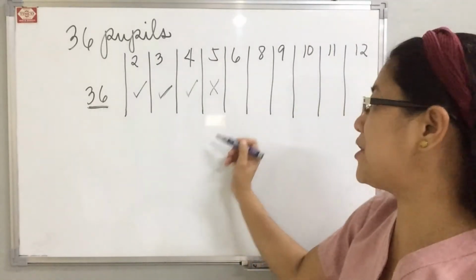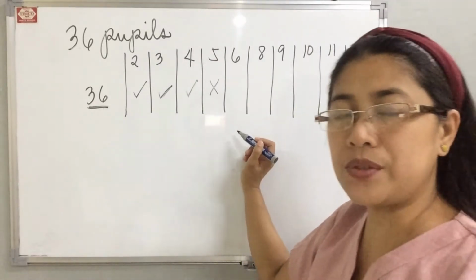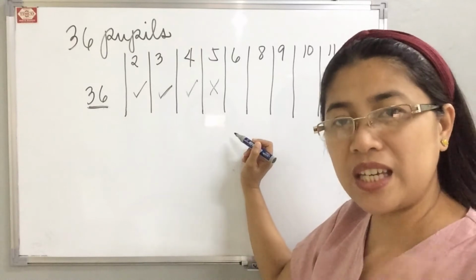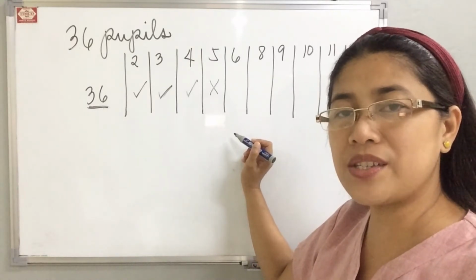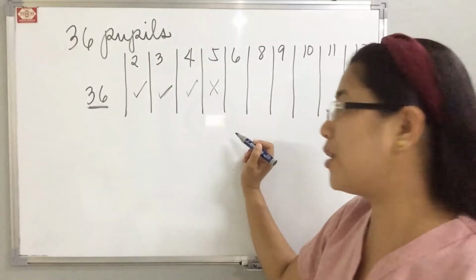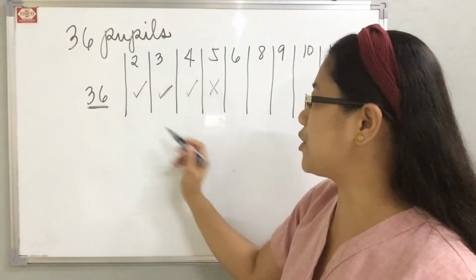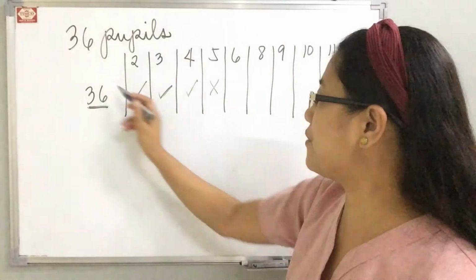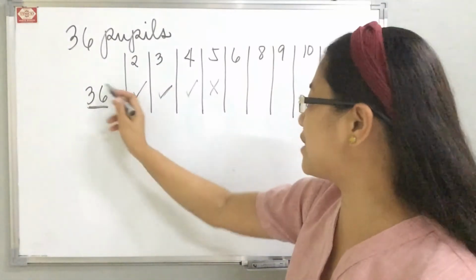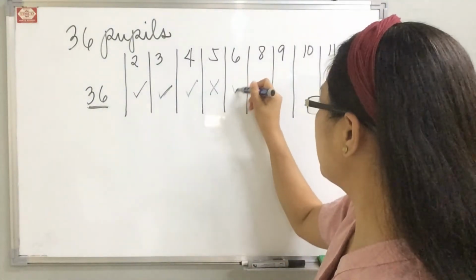Okay, how about number 6? What is our rule for number 6? If the number is divisible by both numbers 2 and 3. So we have 2 checks here. Therefore, this 36 is divisible by 6.